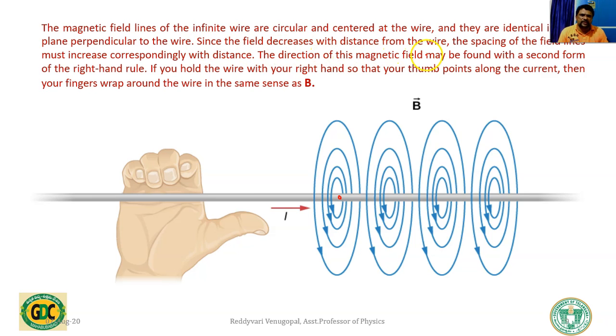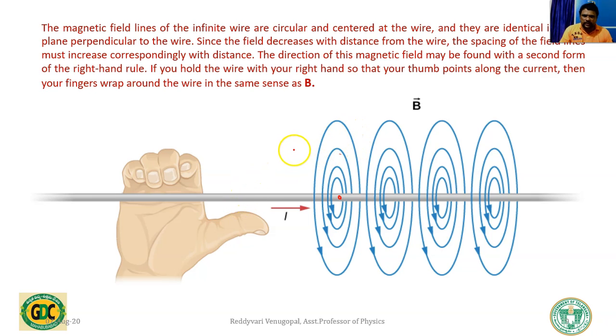Since the field decreases with the distance from the wire, the spacing of the field lines must increase correspondingly with the distance. If you observe, this is a magnetic field line, and this is a magnetic field line. As you go away from the center of the wire, the distance between the concentric circles goes on increasing. That means the magnetic field induction is decreasing as you go away from the center of the wire.